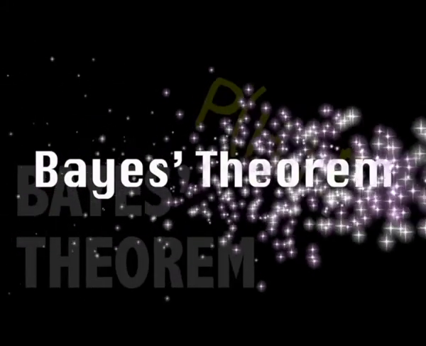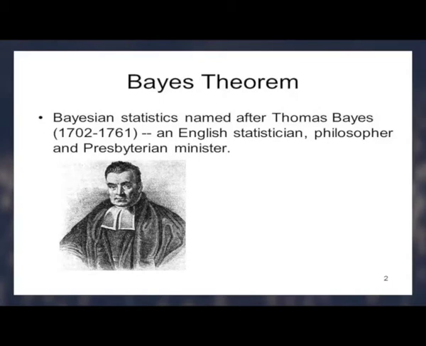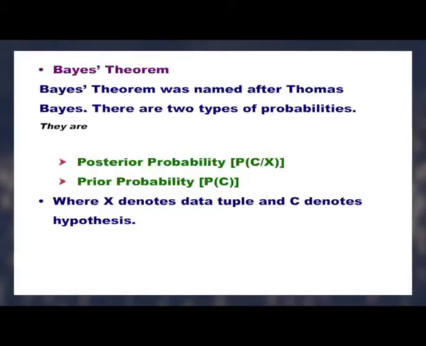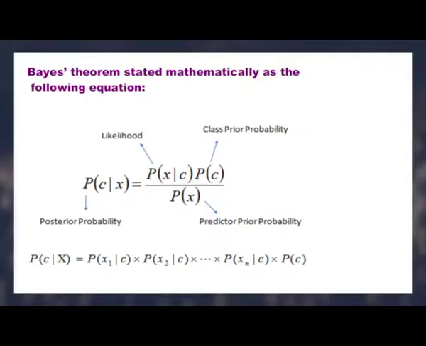Now we will see the Bayes' theorem. Bayes' theorem was named after Thomas Bayes. There are two types of probabilities. They are posterior probability represented as P of C given X and prior probability represented as P of C, where X denotes data tuple and C denotes hypothesis. Bayes' theorem finds the probability of an event occurring and the probability of another event that has already occurred. Bayes' theorem is stated mathematically as the following equation.